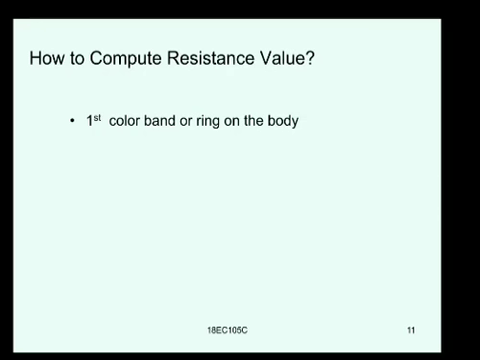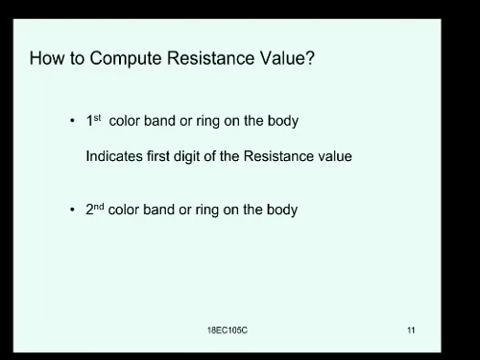The first color band or ring on the body indicates the first digit of the resistance value. Just write it in that position. Suppose it is red, write 2. The second color band or ring on the body also indicates the second digit of the value of the resistance. So after red, let us say it is orange, write 3.